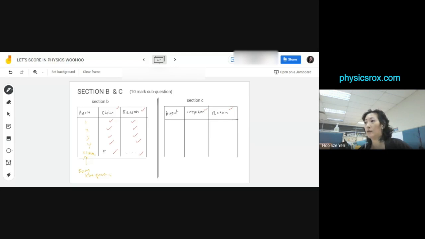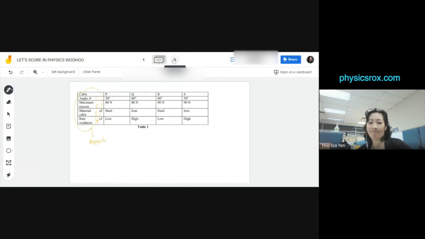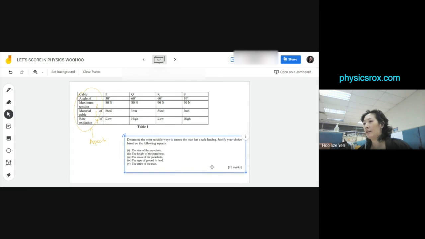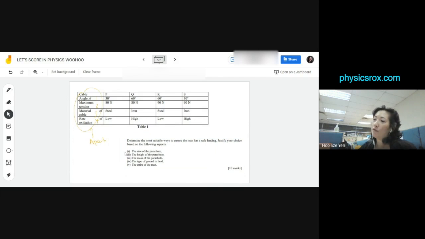Let's say for example, some of you will recognize this question. City one, farm four. I've lost the tab. Like this: determine the upper knee. Then you see 1, 2, 3, 4, 5. These are the aspects, right? So these are the aspects.